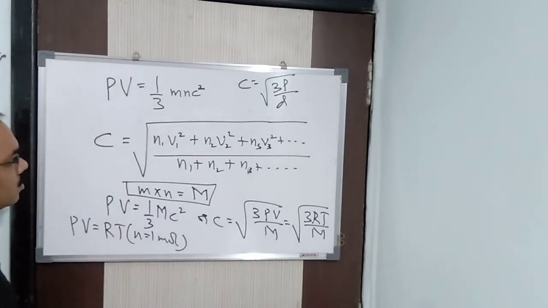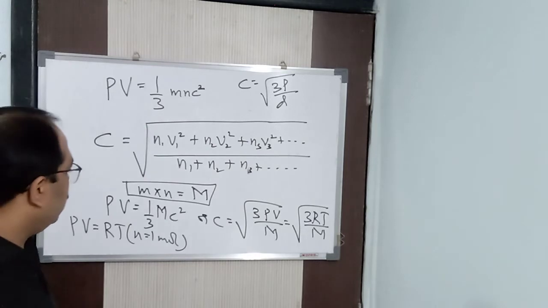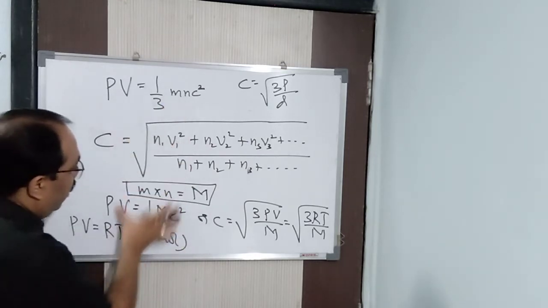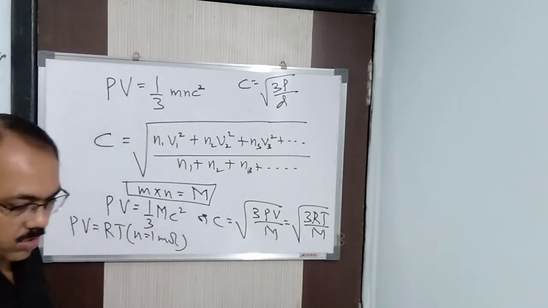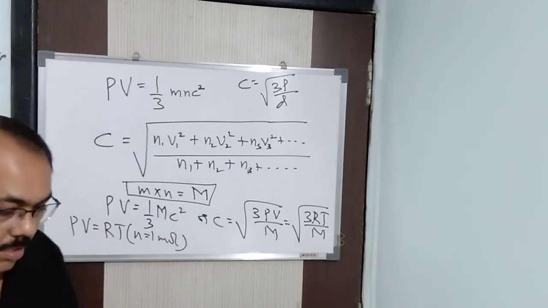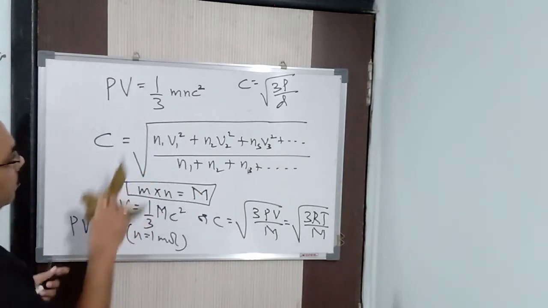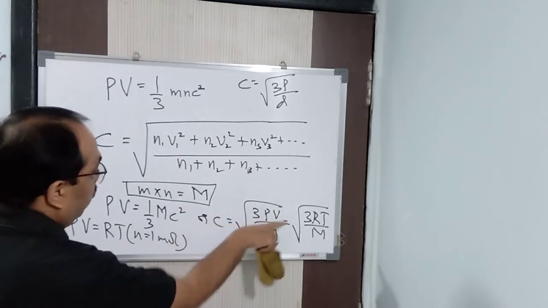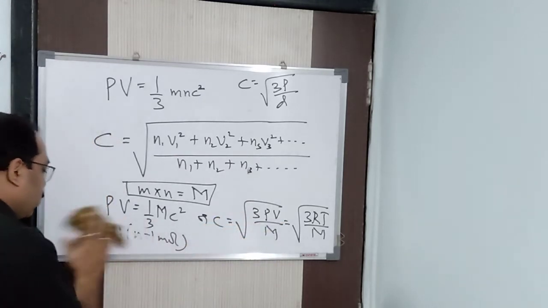We can say that. So this is your kinetic gas equation. This is the main equation from where I derived all these things, so to say. Clear? So now I got it. That is C is equal to root over 3P by D, or root over 3 RT by M, or root over 3 PV by M, so to say.